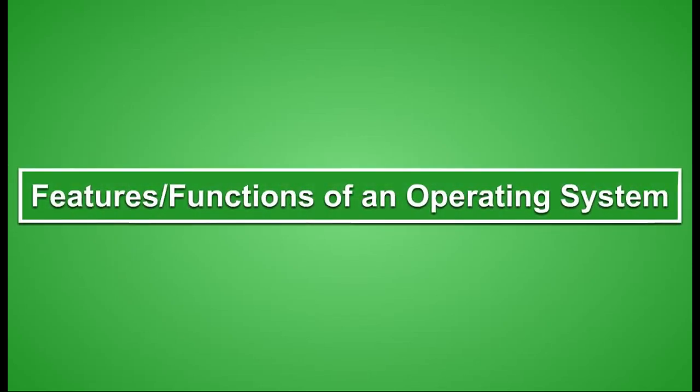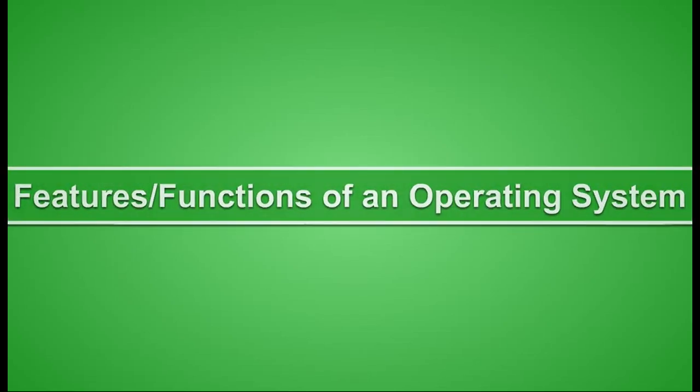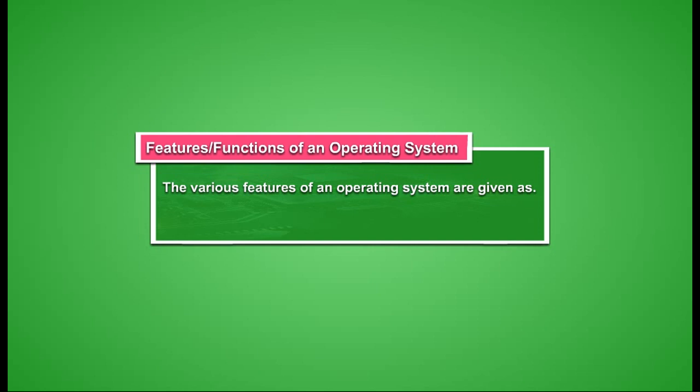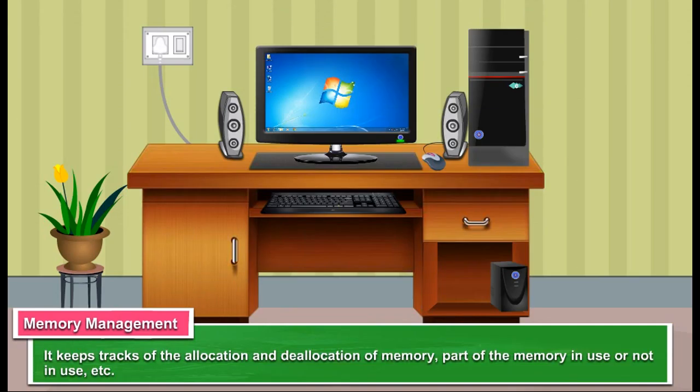Features or functions of an operating system. The various features of an operating system are given as memory management. It keeps track of the allocation and deallocation of memory, which part of the memory is in use or not in use, etc.